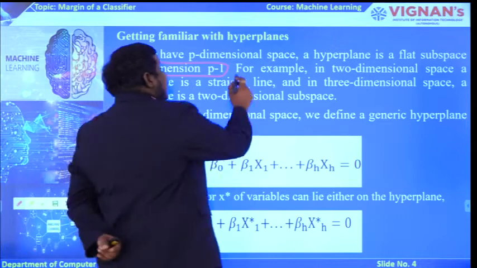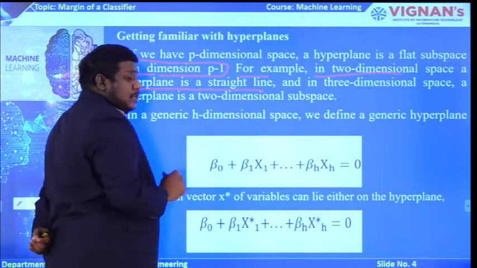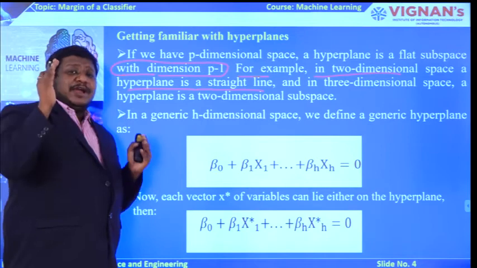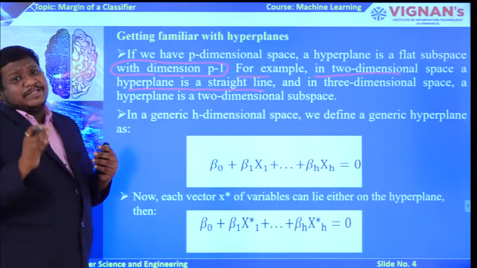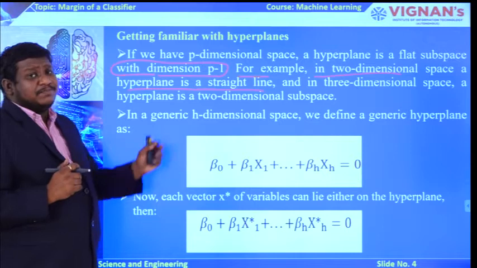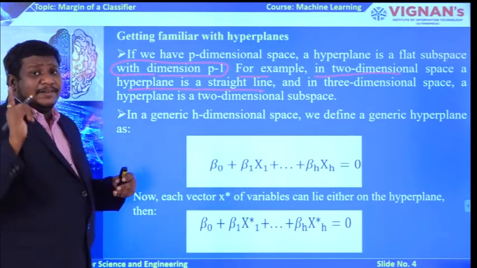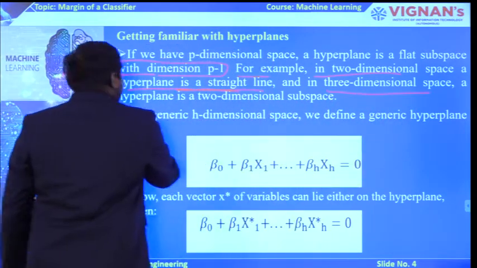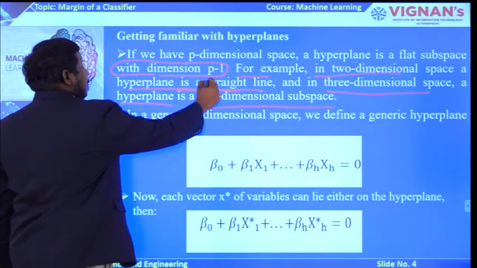For example, in two-dimensional space, a hyperplane is a straight line. Whatever hyperplane we generate, its dimension will be p minus 1. So for three-dimensional data, the hyperplane is a two-dimensional subspace. Similarly, in a two-dimensional space we get a one-dimensional straight line, by following this p minus 1 formula.